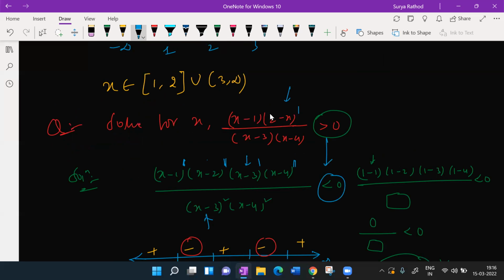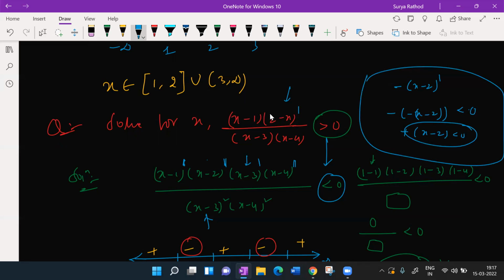But when you have odd power, 2 minus x, I took minus common here. When you take minus common, I'm multiplying with minus. To avoid this minus, I'm multiplying with minus on both sides. What does it become now? Less than becomes greater than, minus into minus is plus. This is how it becomes.